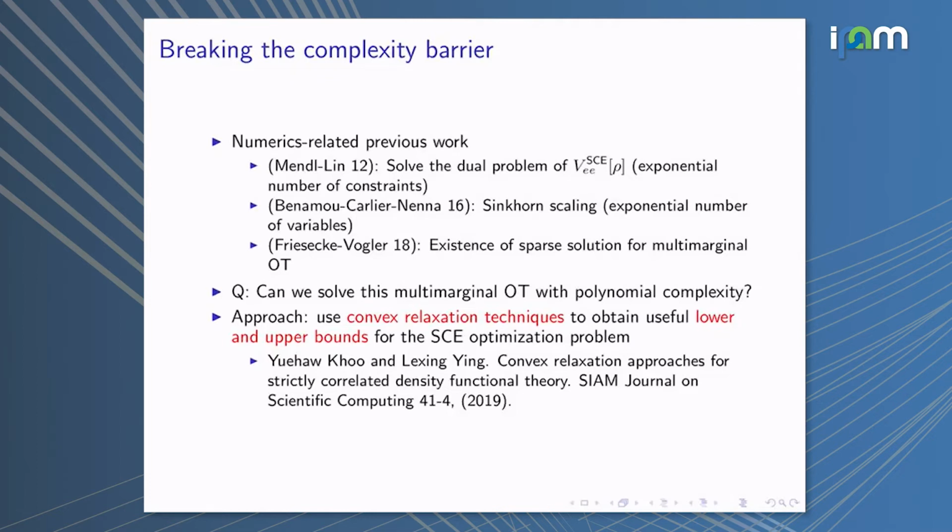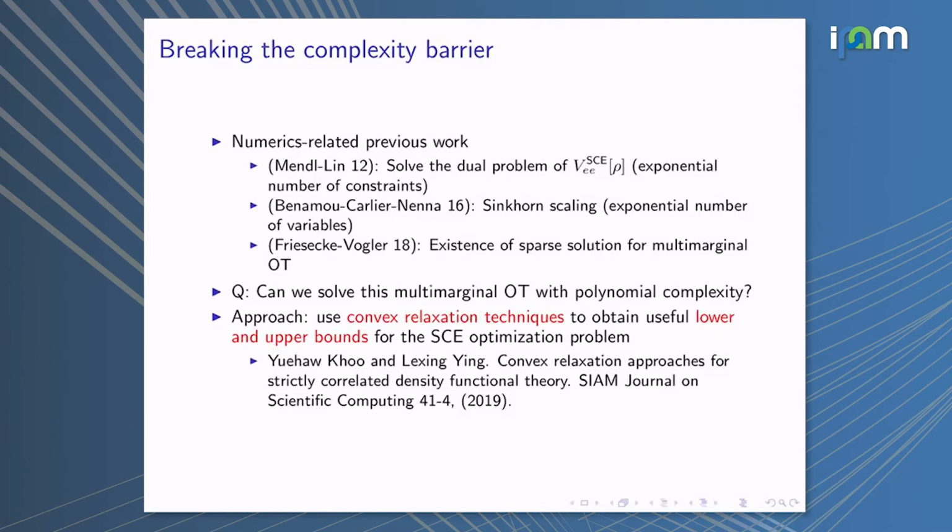A few years later, there's this paper by Benamou, Carlier, and Nenna. They use the very popular Sinkhorn approach, which is essentially an alternating minimization approach. It was first applied to optimal transport, but soon generalized to multi-marginal optimal transport. It also had some success on this problem, but again, they have to work with an exponential number of variables. Two years later, there are also theoretical studies by Gerolin and, I think, Gerolin's student. They studied the sparsity structure of the solution of the multi-marginal optimal transport problem. This strongly influenced our work.